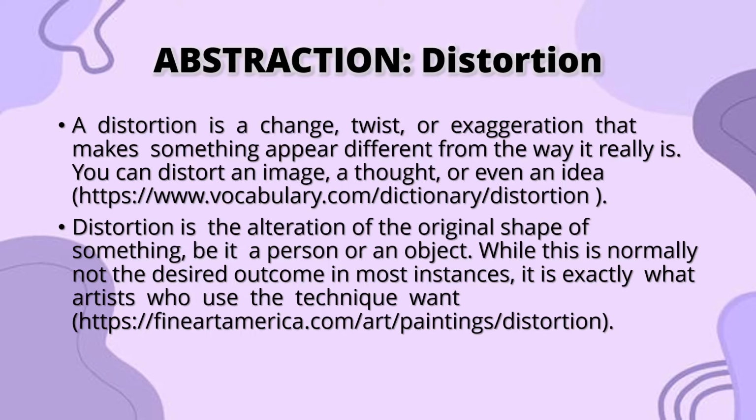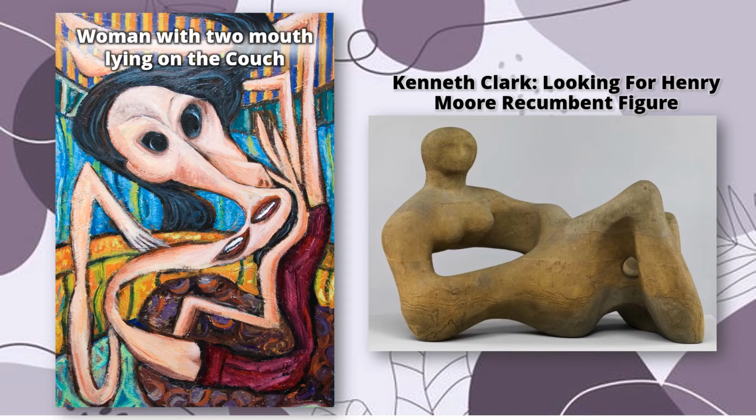Okay, so one artist is Henry Moore, and his sculptures are tangled representations of the human figure, na stretch na distort. Okay, so considering Moore was a war artist, how could you link this to the concept of disorder? So makita nyo dito, this one is a woman with two mouths lying on the couch. And the other one is Kenneth Clark looking for Henry Moore recumbent figure.